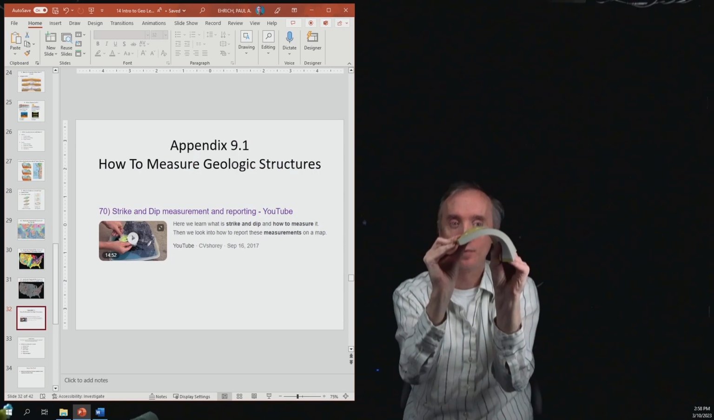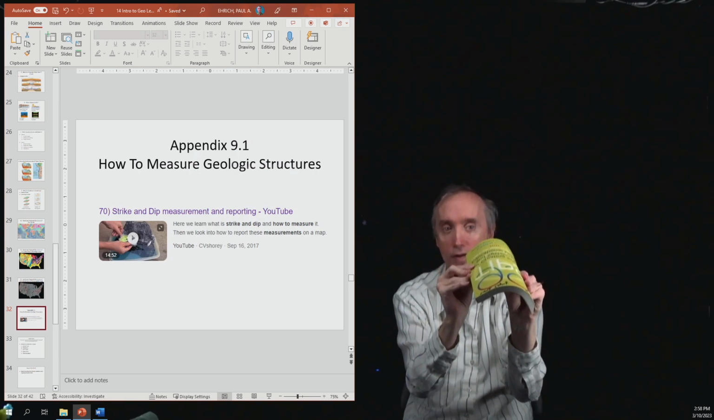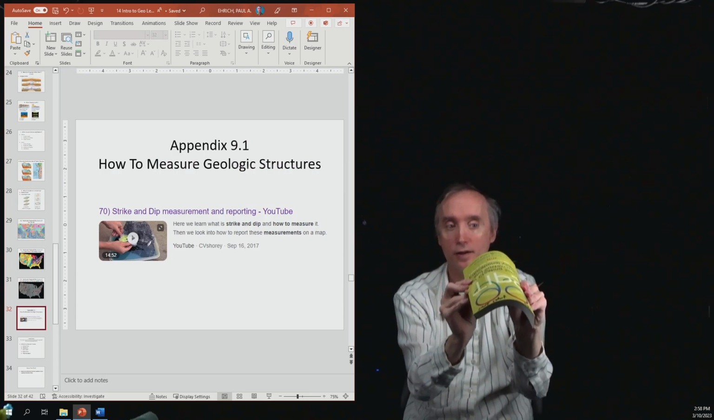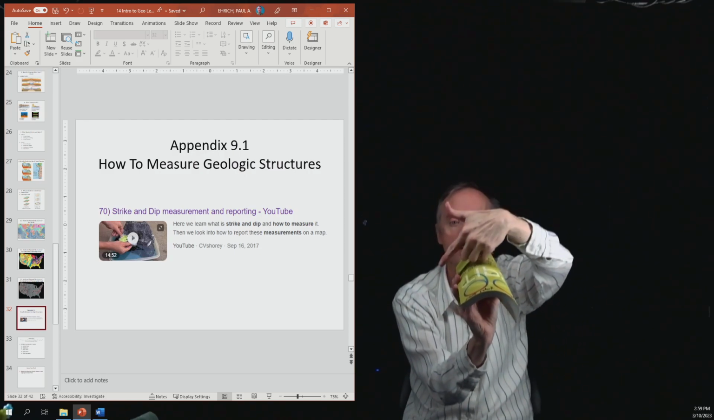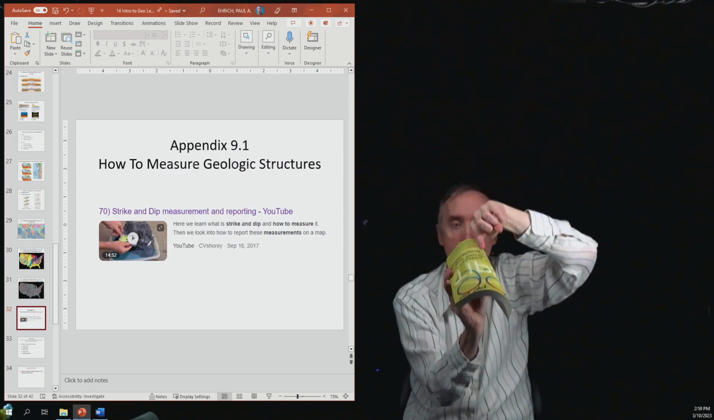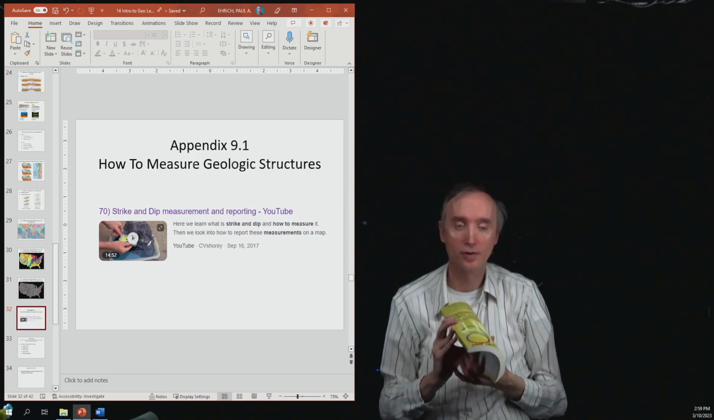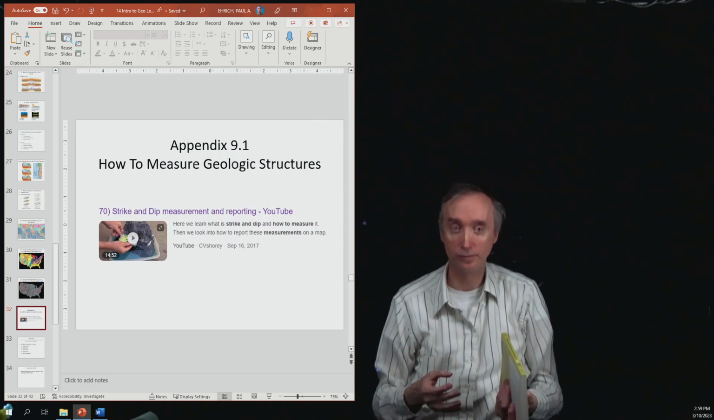Now it gets even worse because a fold could also be doing this. It could be dipping into the ground. It could be plunging. So this fold would be plunging into the ground, and then not only do we need to measure it this way and this way, but we'd also need to measure the angle it makes going in that direction. So folds can be very difficult to describe.